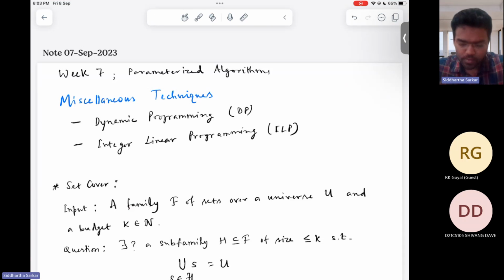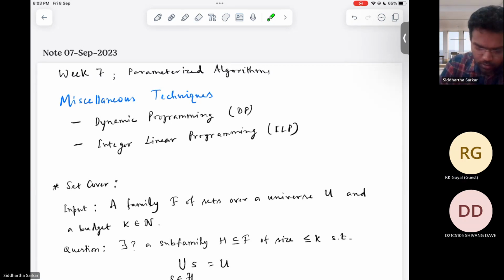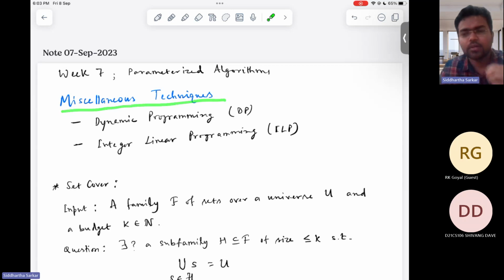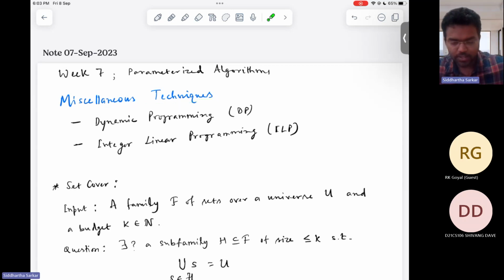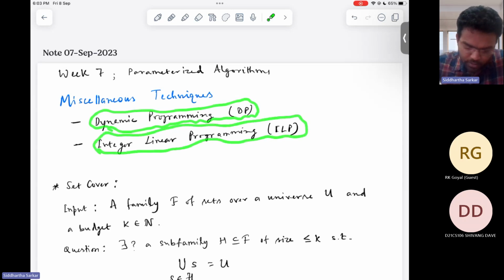I hope you can see the screen. Yes, visible. Okay. So in this week, we have seen a couple of miscellaneous techniques. In fact, there is a chapter in this book called Miscellaneous Techniques, and the content is from this chapter. So we have seen dynamic programming and integer linear programming techniques.